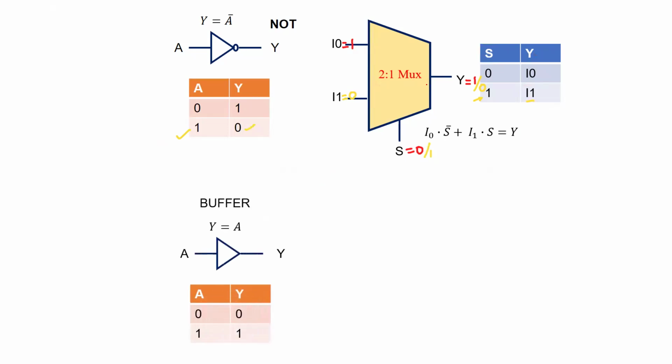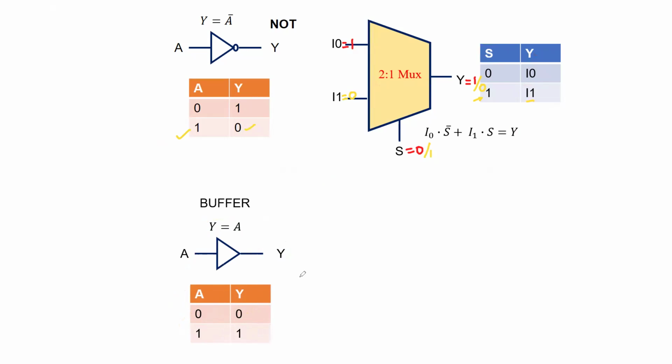Let's say I have the logic of a buffer. This is the logic equation for the buffer, which is that the output is the uncomplemented form of the input, or simply output is equal to input. Input is A, output is Y. Here is the truth table. When input A is 0, output is 0. When input A is 1, output is 1.